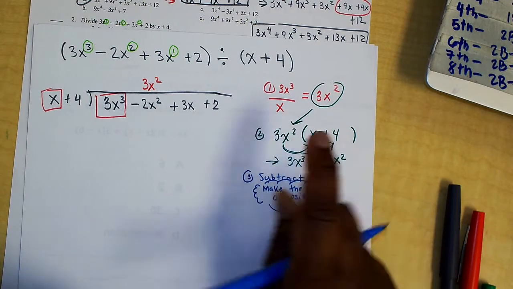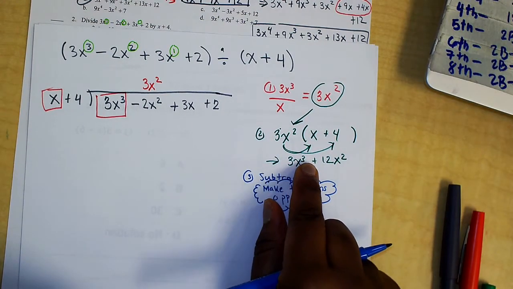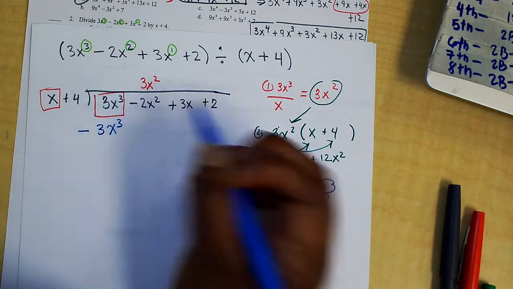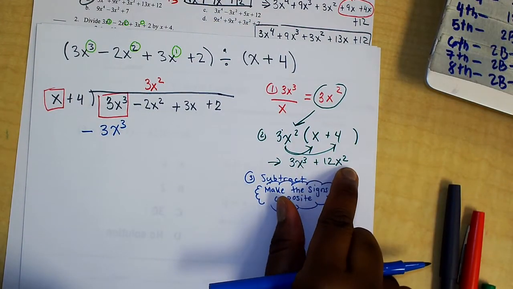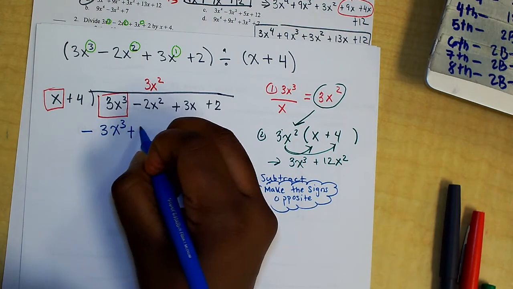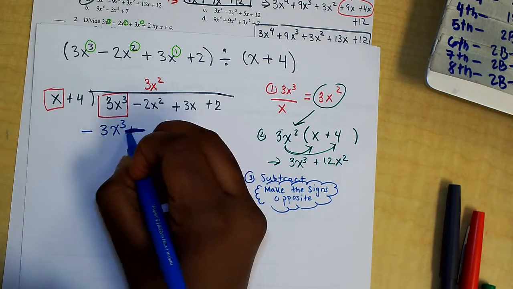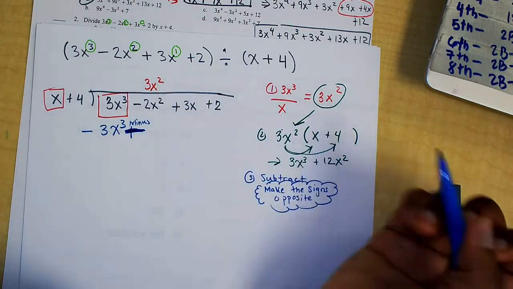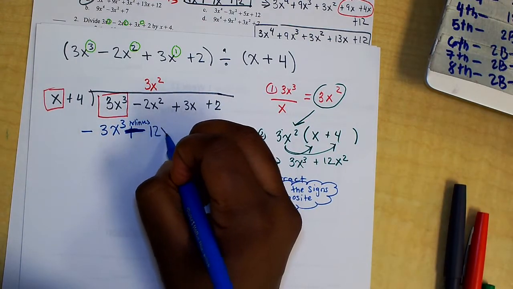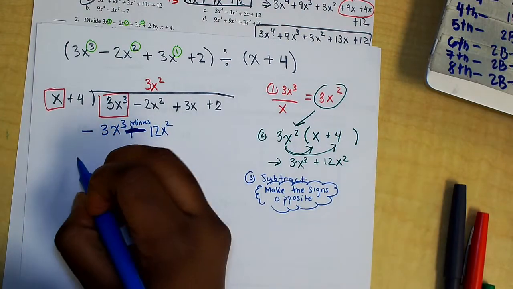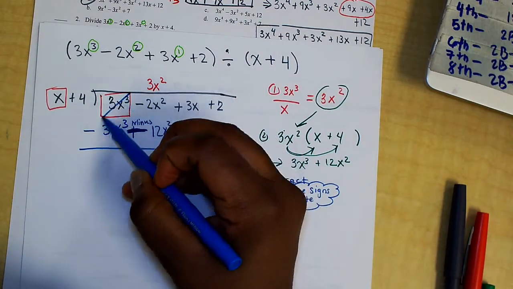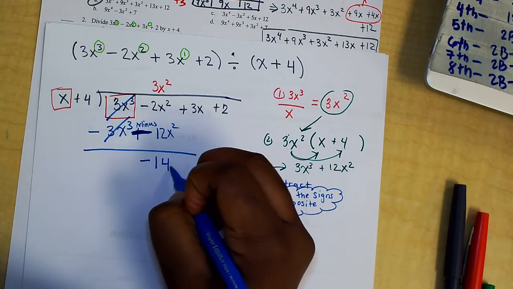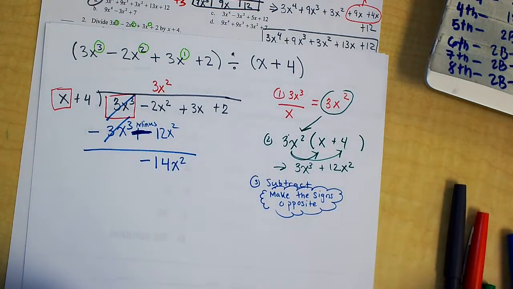This is what I mean. If I have 3x cubed, when I subtract, I have to have negative 3x cubed. If I have plus 12x squared, when I subtract, I have to have minus 12x squared. I almost made a mistake. So this is going to cancel out, and now I have negative 14x squared.